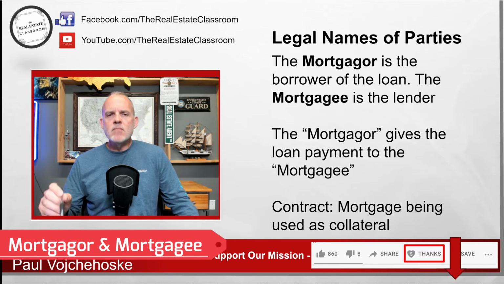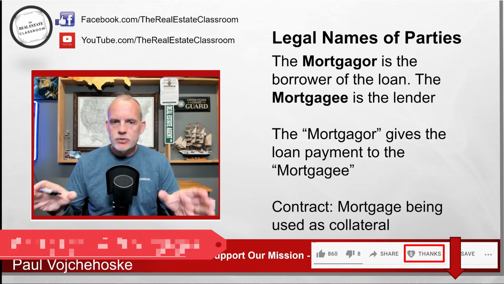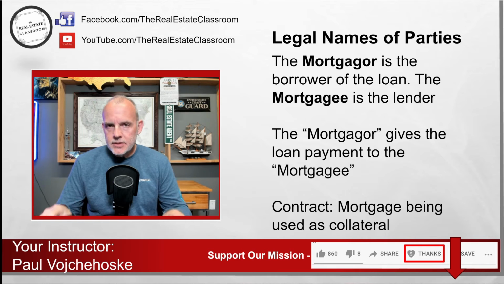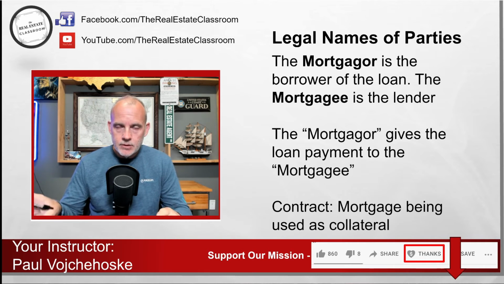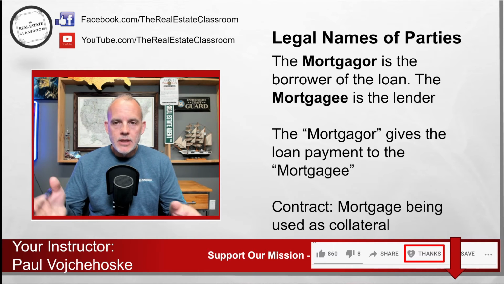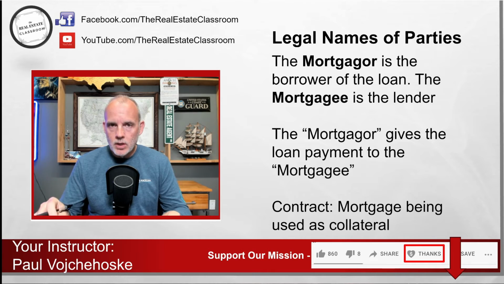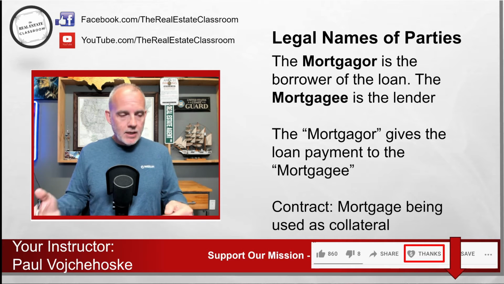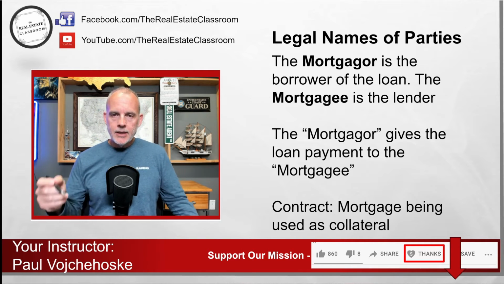This is the one that most students by far have the most trouble with. It seems like it's a little bit backwards, but it's really not. Now, if you live in a state where we use mortgages to secure the property's collateral, then the legal names of the parties to the mortgage are the mortgagor and mortgagee. Now, some states use the deed of trust. I'm going to talk about that in a different slide.